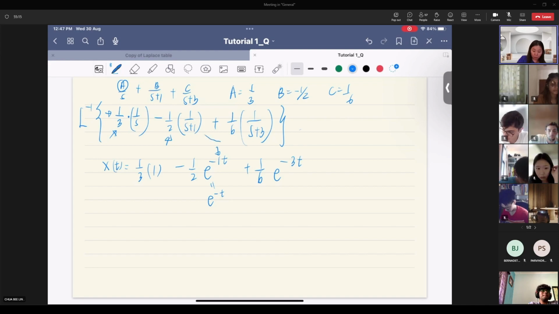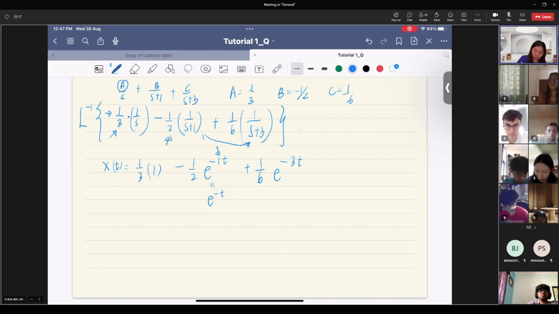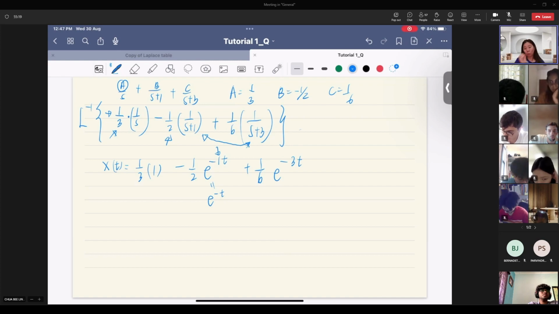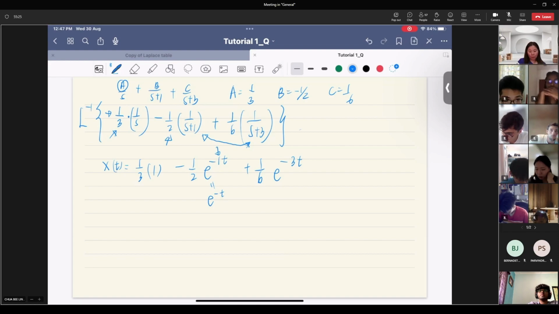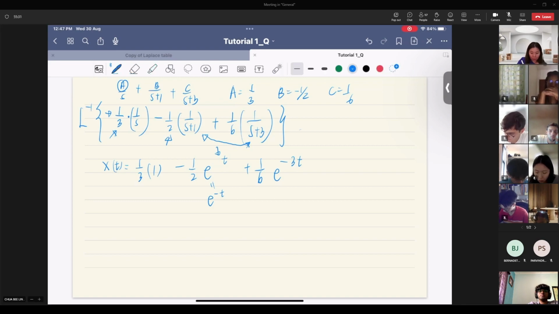It is the similar one. Not similar, it's exactly the same one. Just one is 1, the other one is 3. So e to the power of negative 3t, e to the power of negative 1t. So I will erase the 1 here, negative t. So this is the final answer.